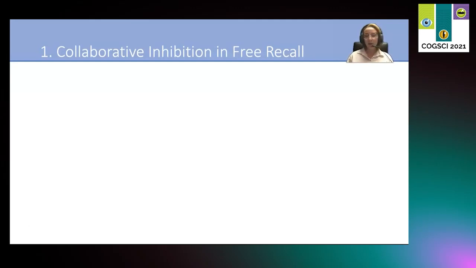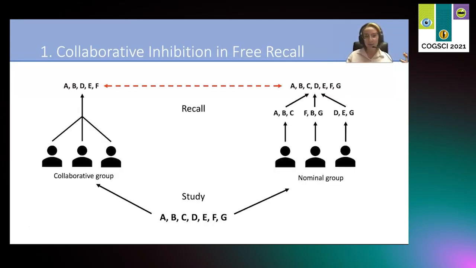All right, so first of all, what is studied within the field of collaborative memory? Typically, you'll be comparing the free recall abilities of collaborative and nominal groups. In a paradigm such as this, both groups will begin studying the same study list, and then you'll have the collaborative group, which will recall together. So they're in the same room, they're hearing each other, they're interacting with each other during recall.